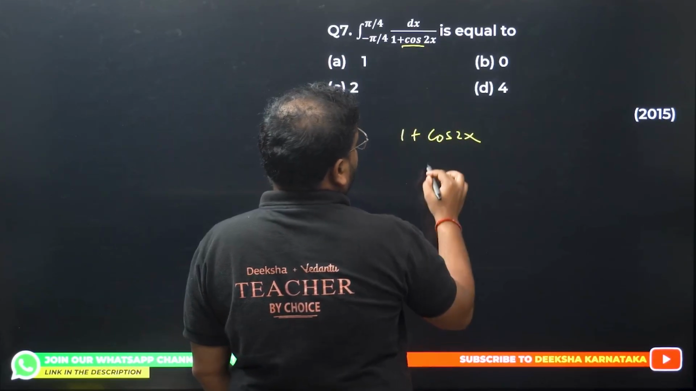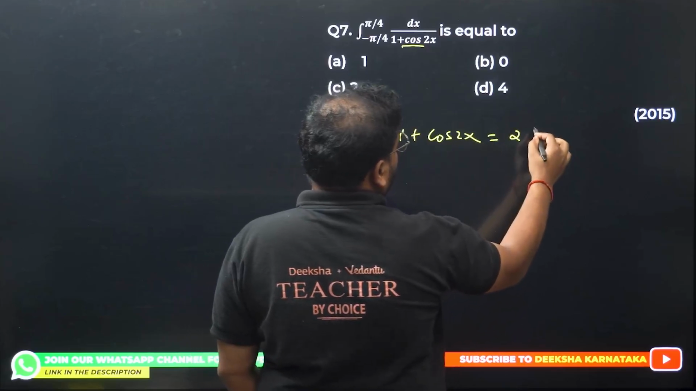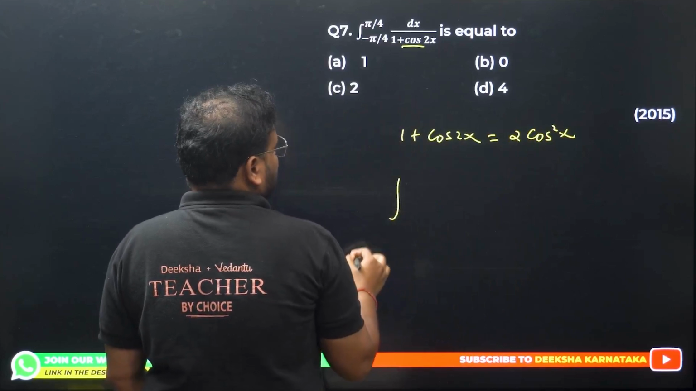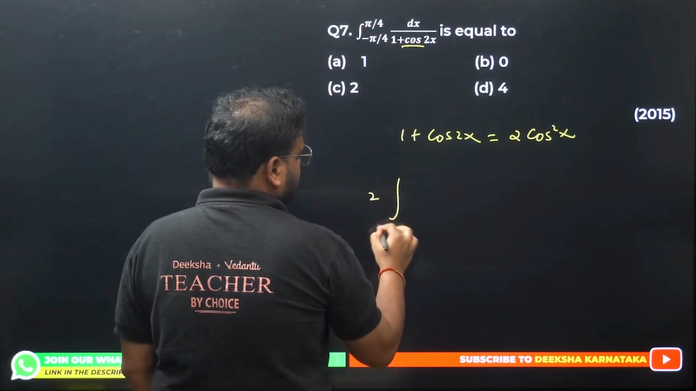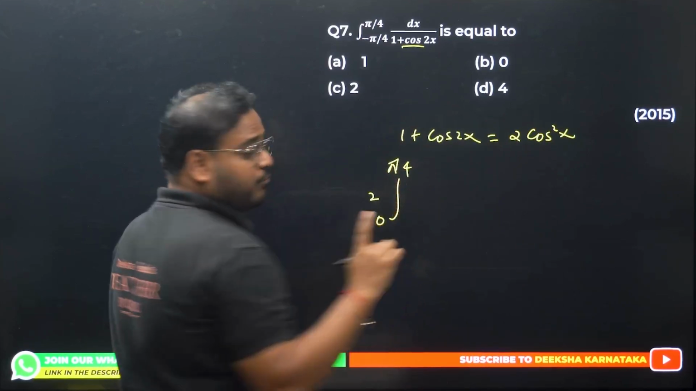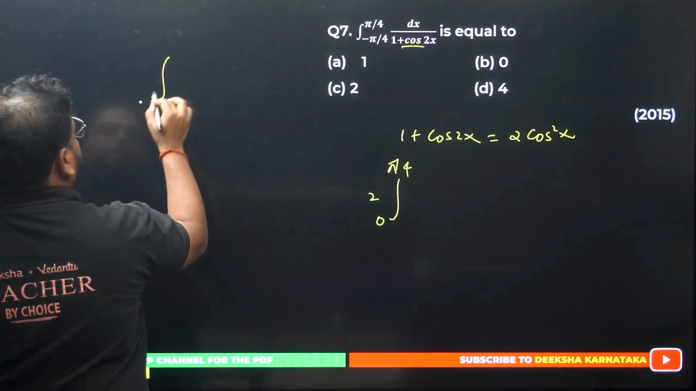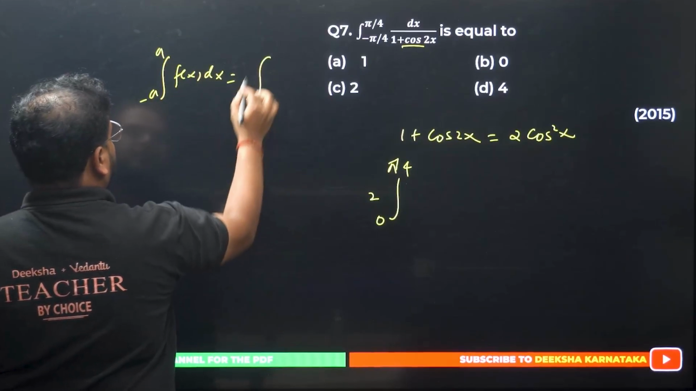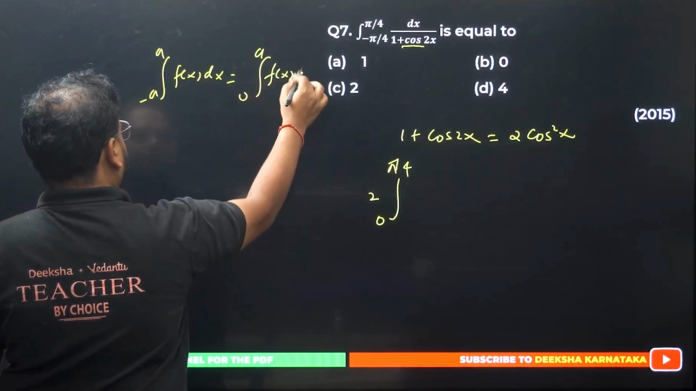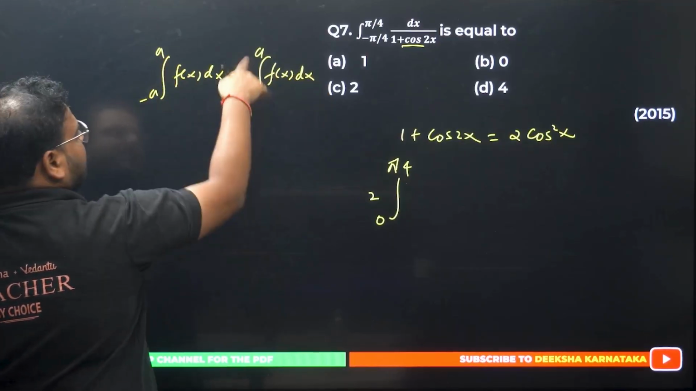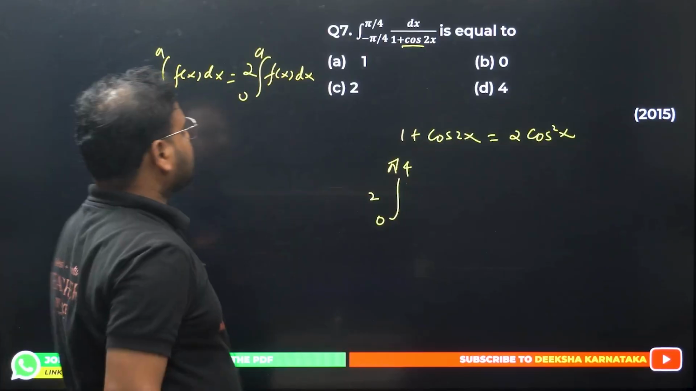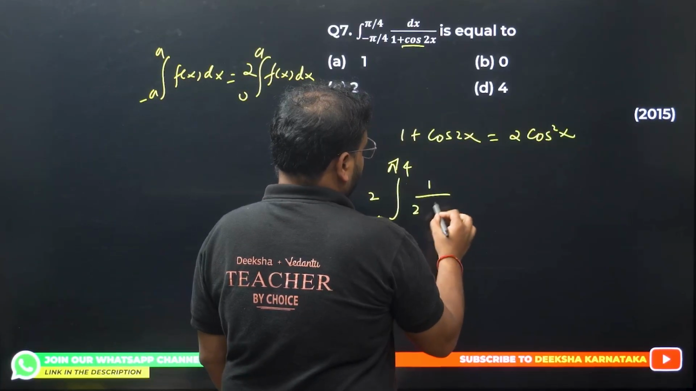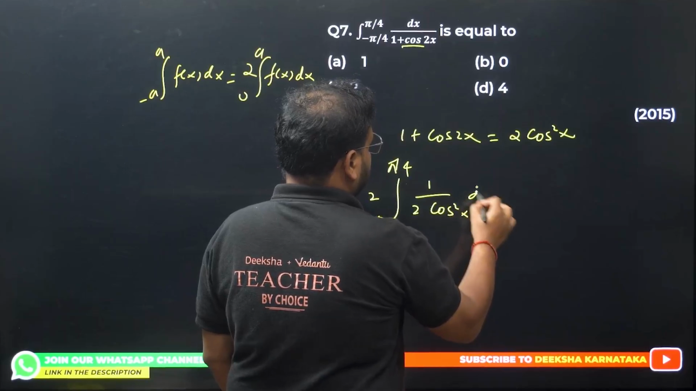For this, there's a formula. It becomes 2 cos square x. Now it is easier actually. I can write this as 2 times the integral from 0 to pi by 4. I'm using the property, but a different one. Minus a to a was there, right? I'm taking it as 2 times 0 to a. 0 to pi by 4, I will have 1 upon 2 cos square x dx.